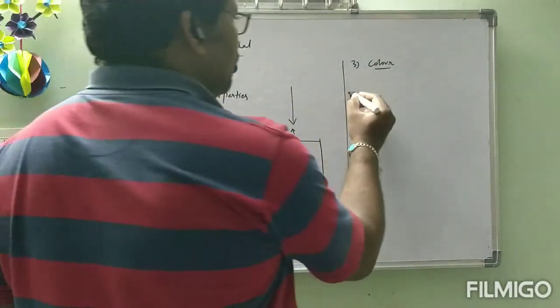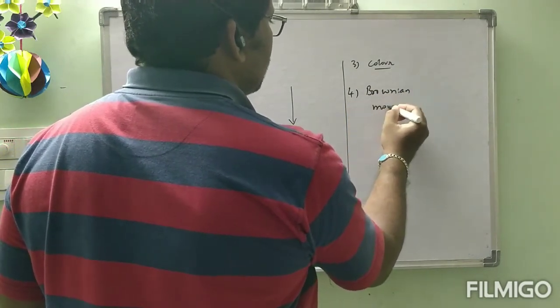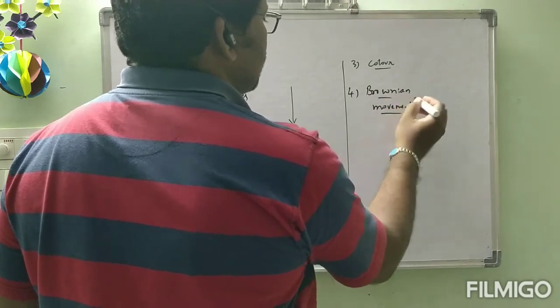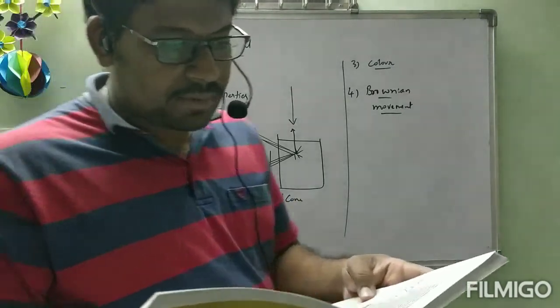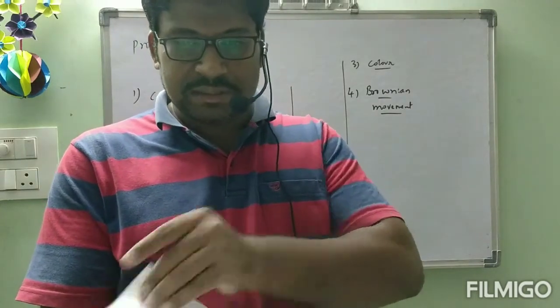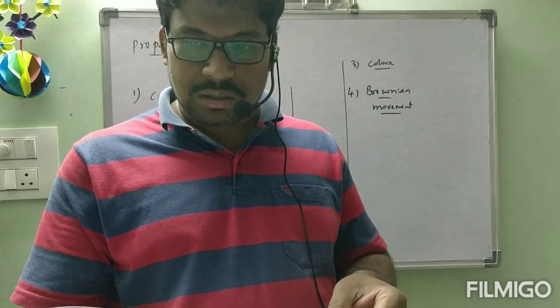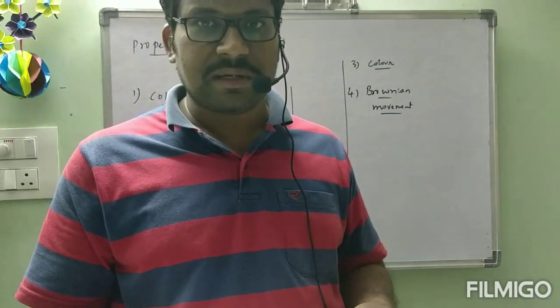Next, the fourth property, Brownian movement. Then fifth, sixth, and seventh. The last one, the process of settling of colloidal particles, is called coagulation. These three we will complete in the next class. By Monday's class we will complete this chapter.